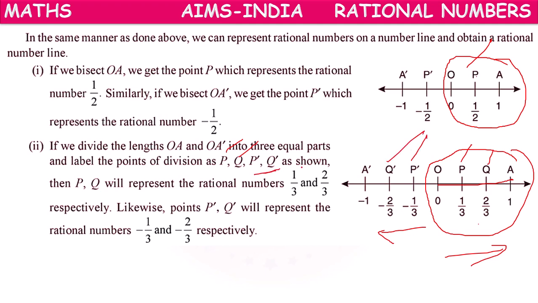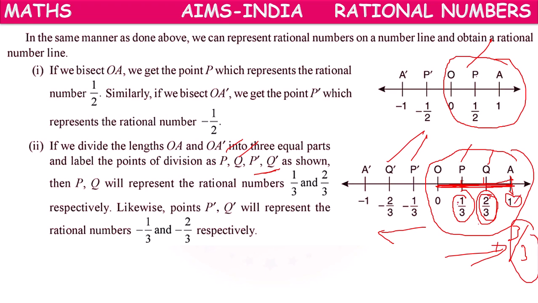On the left hand side. Now, this 0 to 1, the unit distance, is divided into 3 equal parts. First part will be first part out of three parts, 1 by 3. Second one will be second part out of three parts, 2 by 3. Third one will be third part out of three parts, or 3 by 3, which is 1.